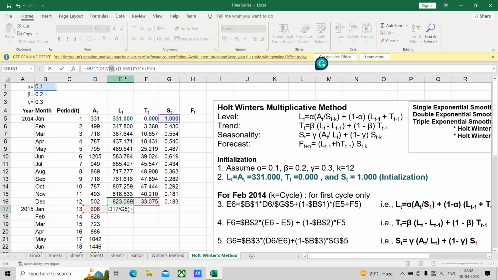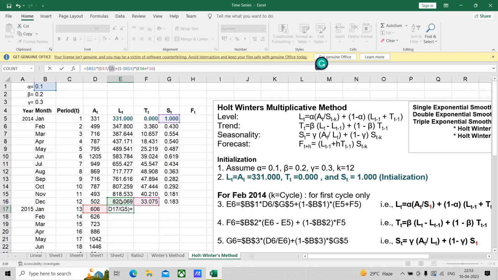Other things are the same. This is G5, that is S1, that is calculated by this formula. Then plus, this is the plus sign. 1 minus alpha, this is 1, and alpha is B1, and it is a constant value for all the LT values for each year 2014 to 2017. So we make it absolute. Then multiply it by LT minus 1, LT minus 1 for this 13th period.